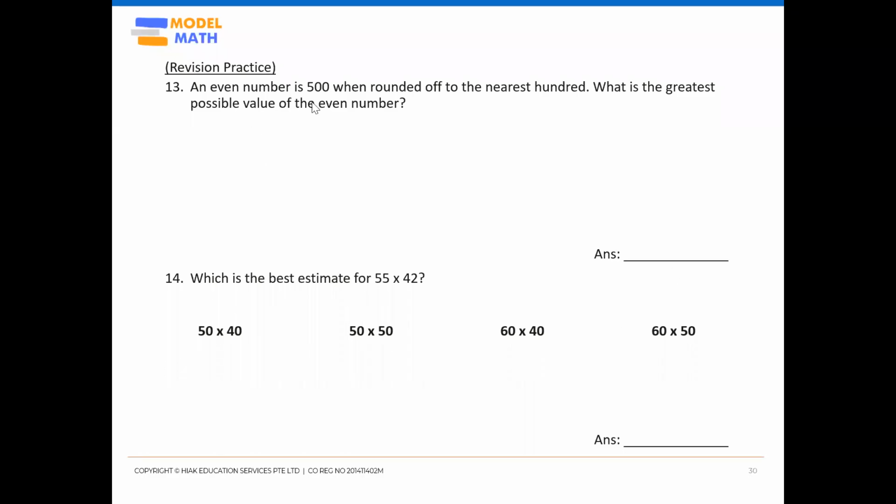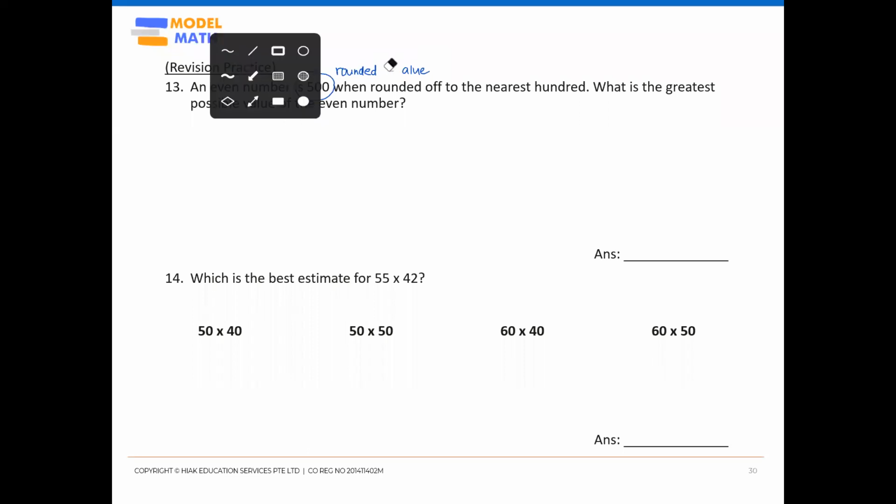An even number is 500 when rounded off to the nearest 100. What is the greatest possible value of the even number? All right. So when you read this, an even number is 500 when rounded off. That means this 500 is the rounded value, not the actual value. Okay, it's the rounded value. So it's already the rounded value.